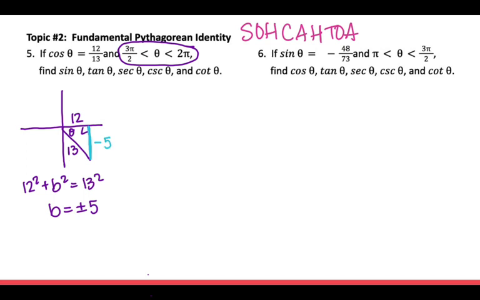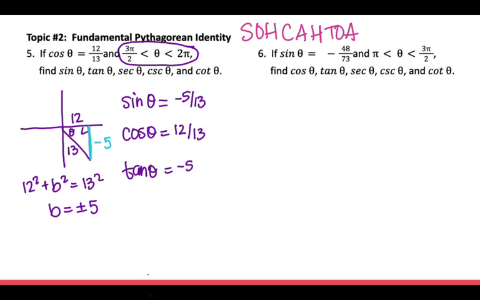And now that I have all three sides of the triangle, I can go ahead and find my other trig functions. I like to write out all 6 of them, even though it tells me to find 5. I start with sine, cosine, and tangent first. So sine is opposite over hypotenuse, so that's negative 5/13. Cosine was given to me. That was 12/13. And then tangent is opposite over adjacent, so that's negative 5/12.